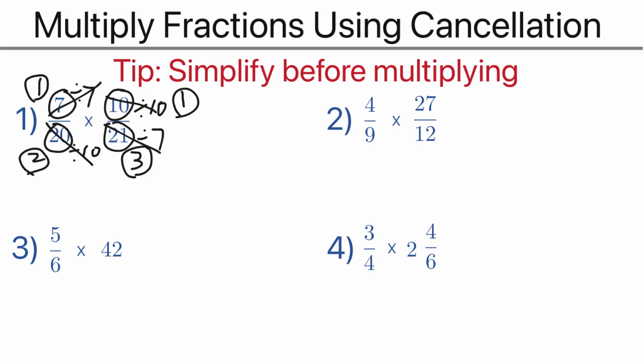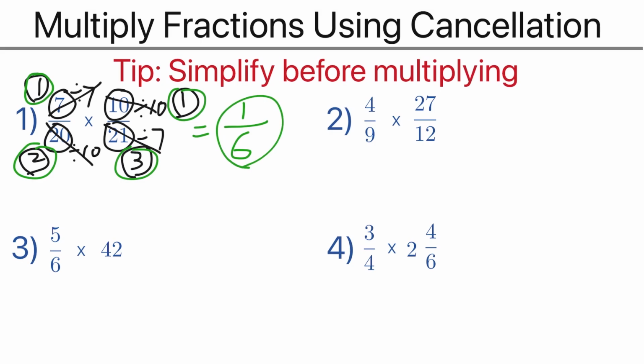So next we'll take 1 times 1 equals 1, and then 2 times 3 equals 6. And that's our answer.